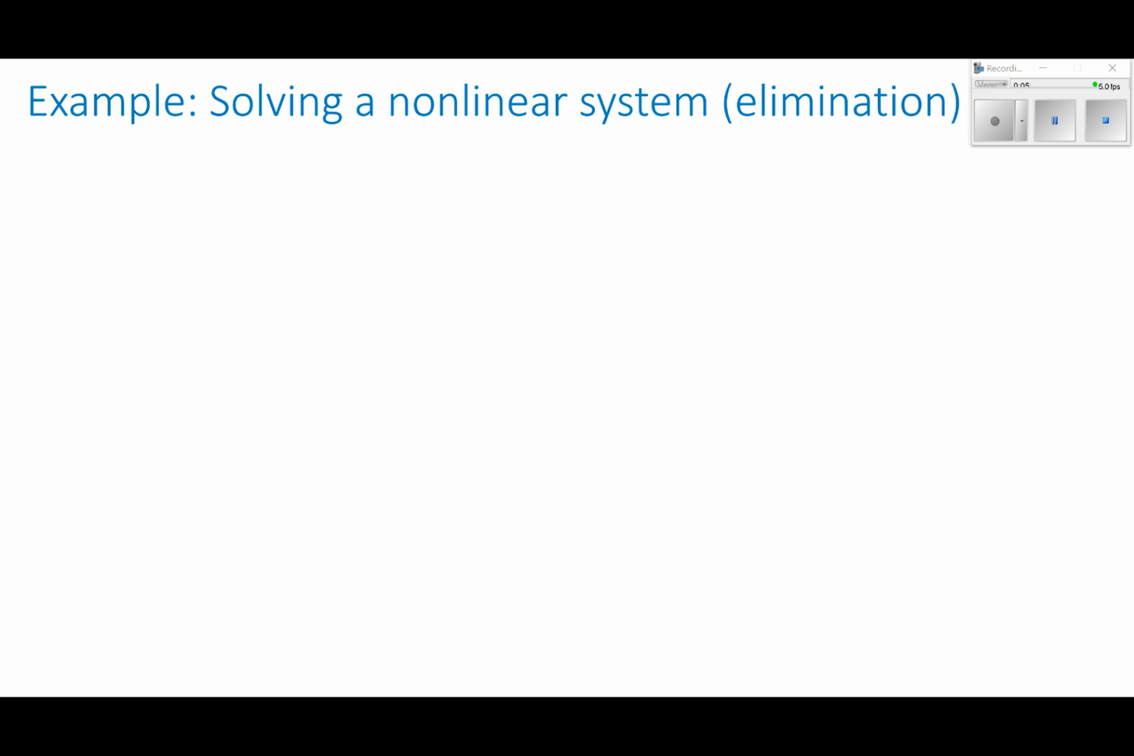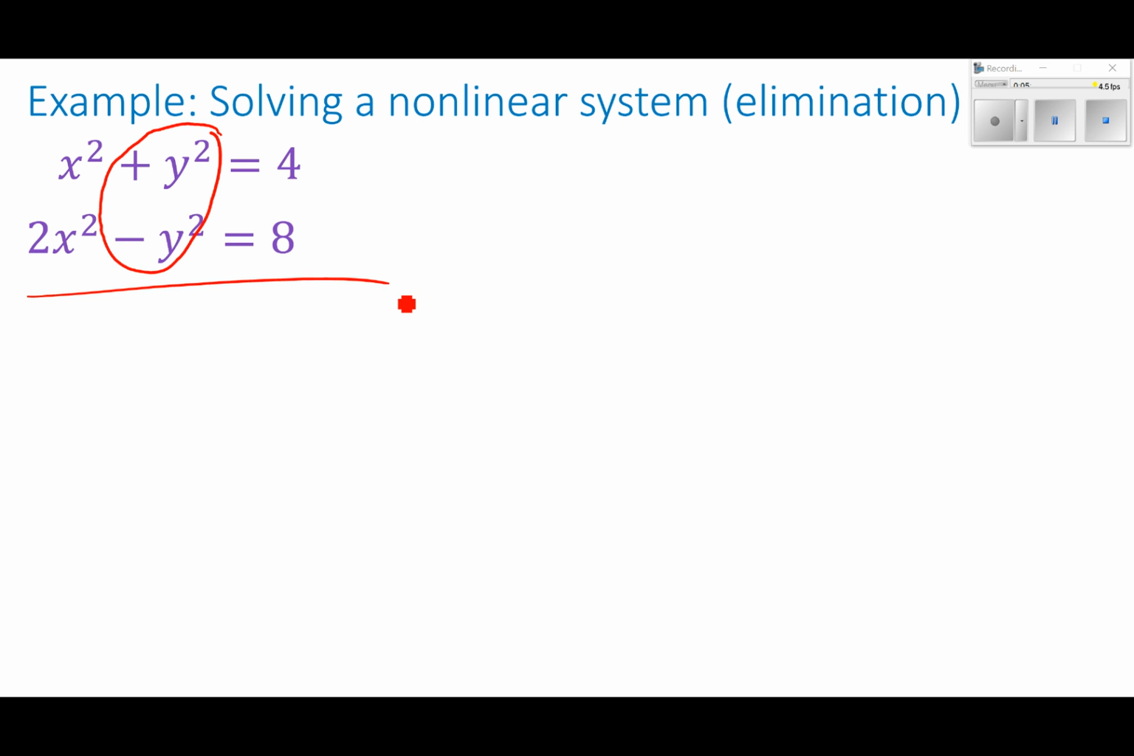All right, another way we can do it is using elimination. In this case, I have two equations, and neither of these are linear equations. They're both nonlinear equations. So let's do it with elimination. Well, my y's are already stacked nicely to eliminate, so we add to eliminate. So this would be now 3x squared is going to be equal to 12. Divide by 3, divide by 3. x squared is equal to 4.